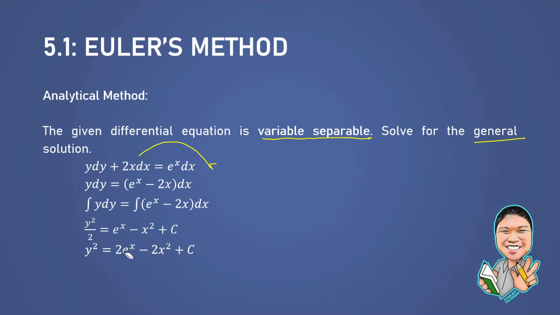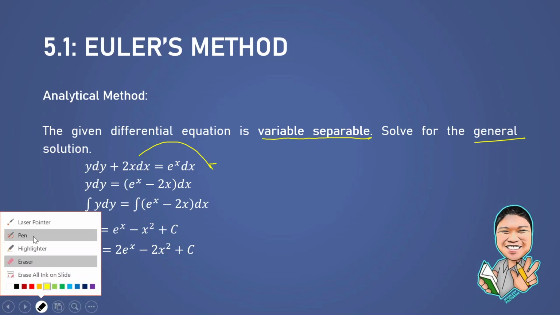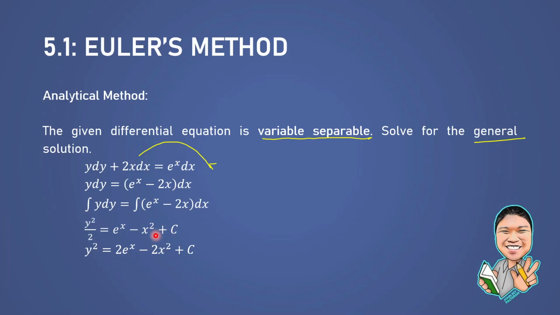I know some of you will wonder, sir, why didn't you make this 2c? Again, this is a differential equation, so a constant multiplied by a constant is still a constant. Because our goal here is only to solve for the general solution of this differential equation. So, I hope that gives clarification. So, this is the general solution.